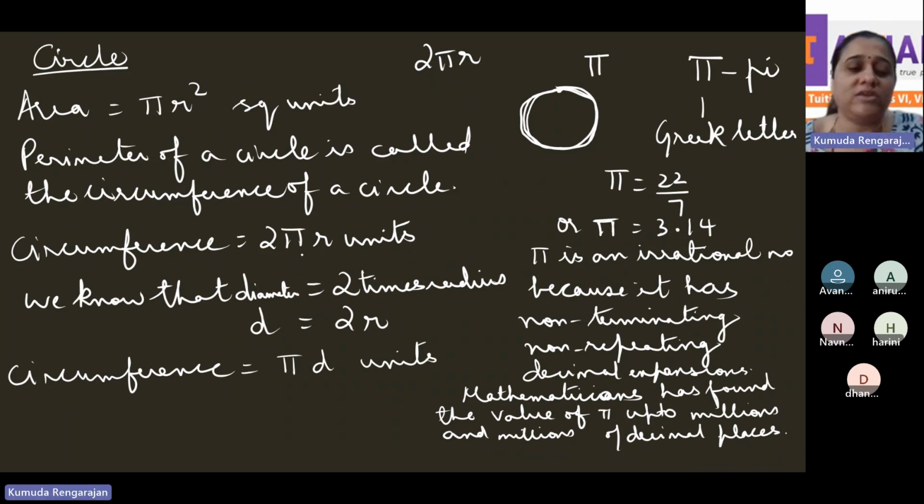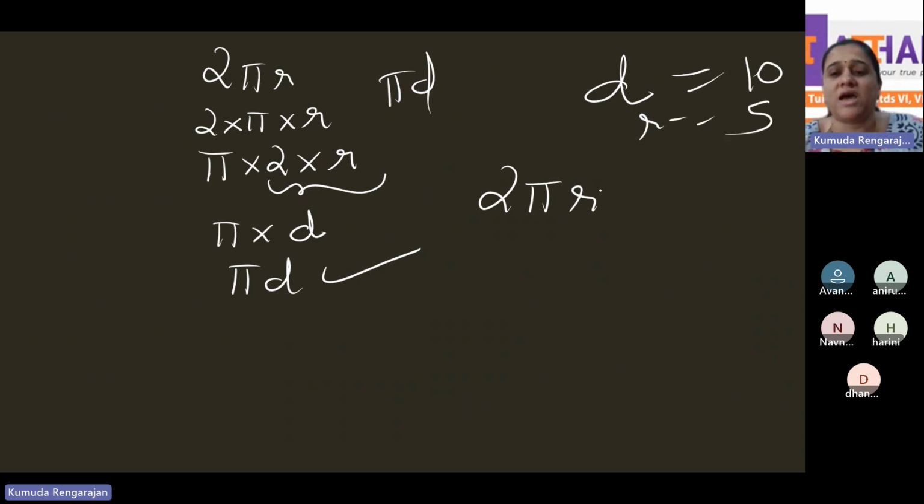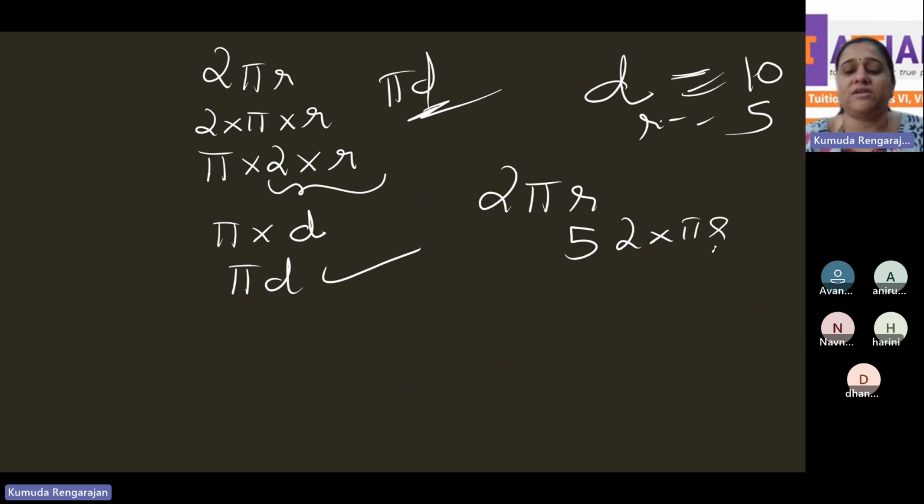So if radius is given, you use 2 pi r, 2 into pi into r units, to find the circumference. If diameter is given, you can use the formula pi d units. You can also use the formula 2 pi r if diameter is given, not that you should use only pi d. If diameter is 10, what is the radius? Half of that, 5. So r is 5. You should substitute 5, that's all.